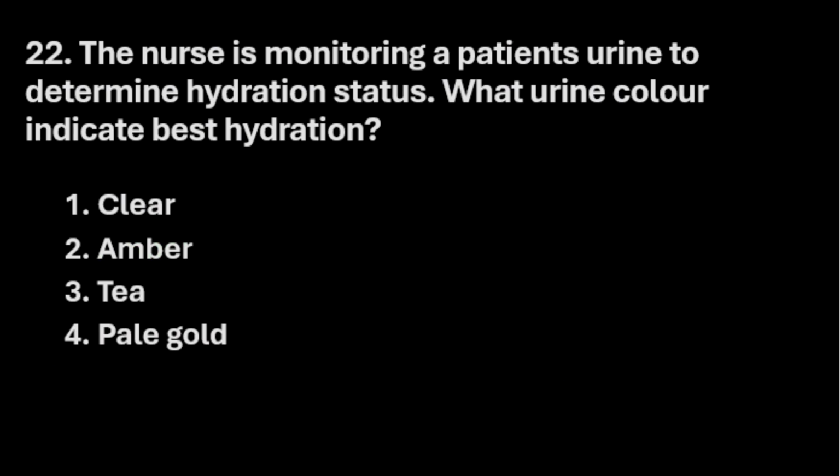Next question. The nurse is monitoring a patient's urine to determine hydration status. What urine color indicates best hydration? Option 1, clear, option 2, amber, option 3, tea, option 4, pale gold. Let us go to the right answer. The right answer is clear, option 1.